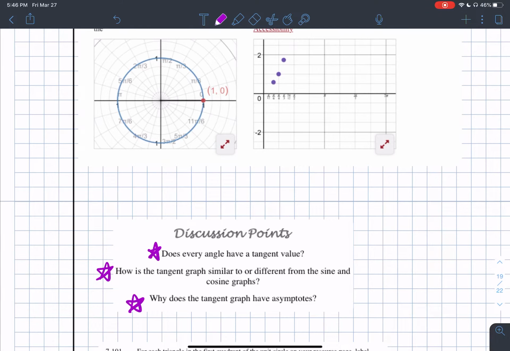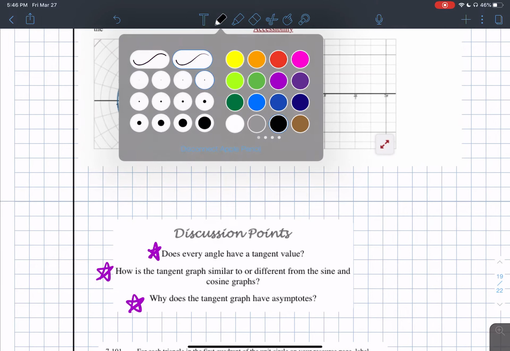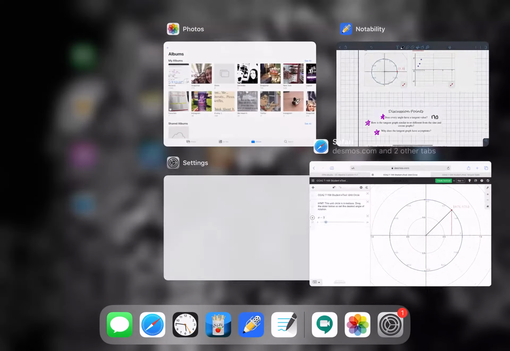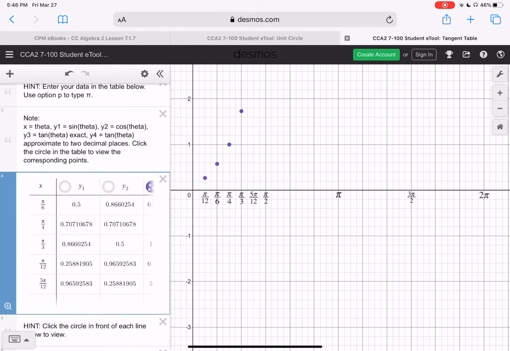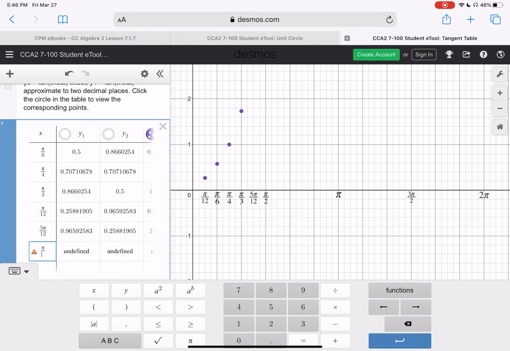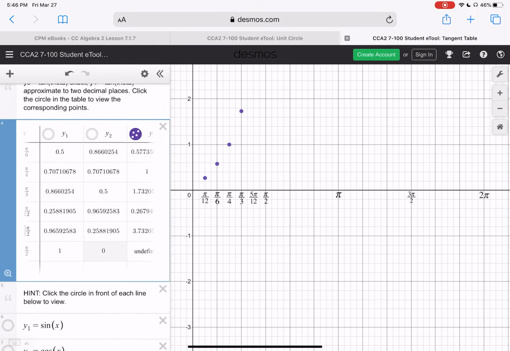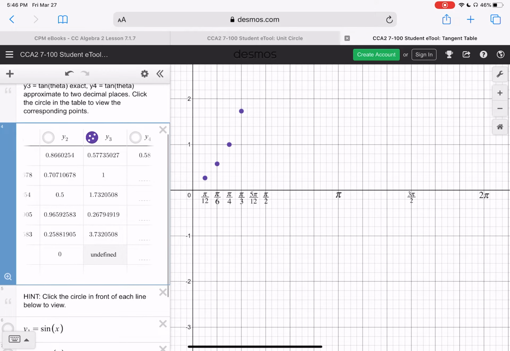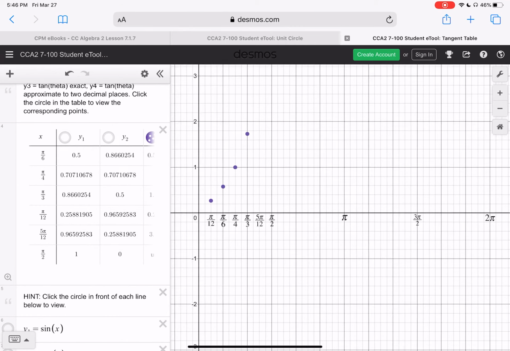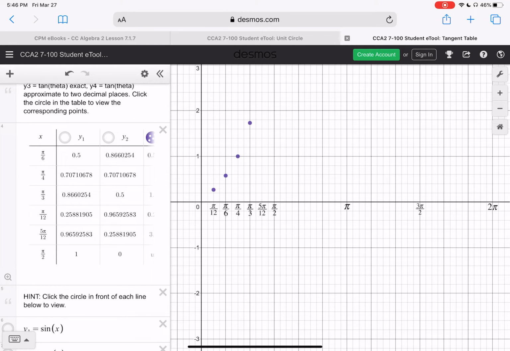To answer our first question, does every angle have a tangent value? Well, the answer is no, because if we look back at this e-tool, we can see that pi over 2 has no value for tangent of x. And if you scroll up and down, you will not find a point at pi over 2. So no, not every angle has a tangent value.